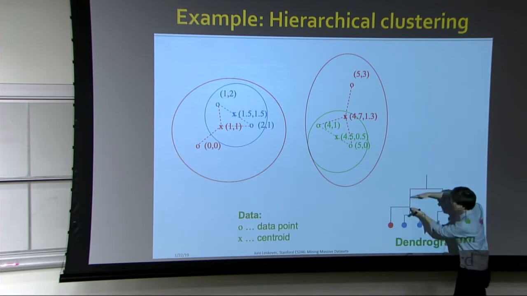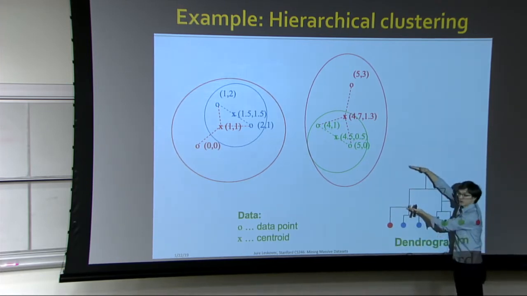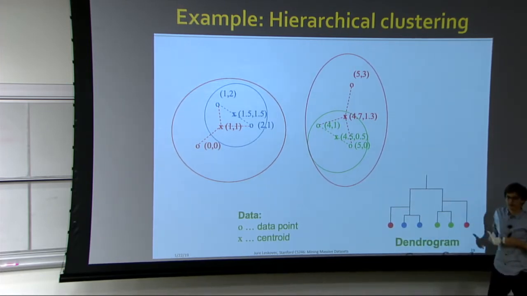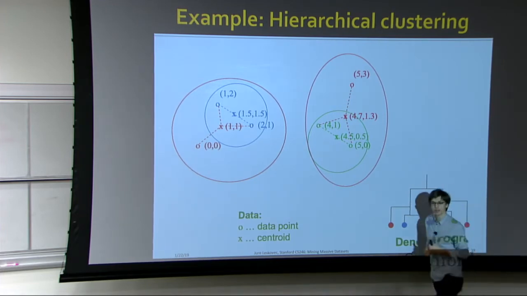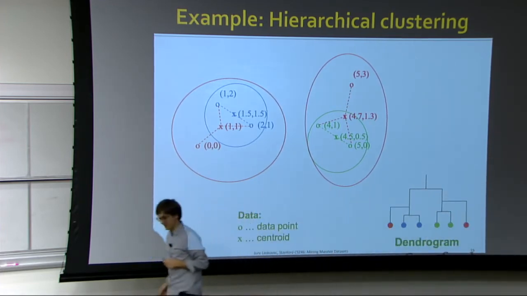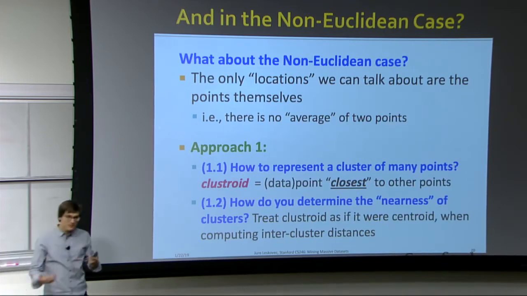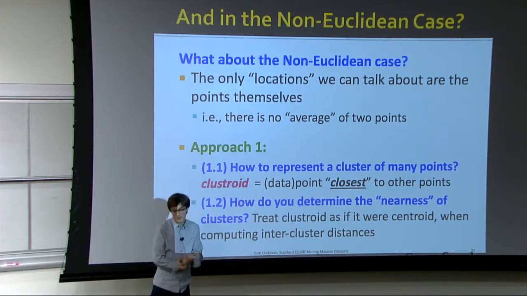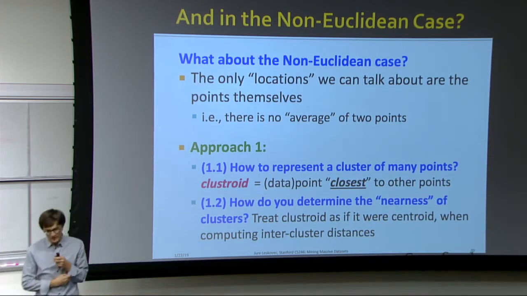Right? So the way I could draw this is to make this line very high and say, oh, this was too far. This is where I will cut. And I will conclude that there are two clusters. Good point. Thank you. So this was the easy case. It was the Euclidean case. What about the non-Euclidean case?